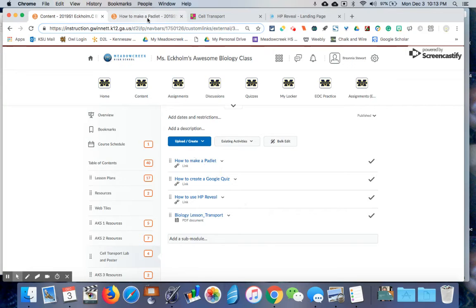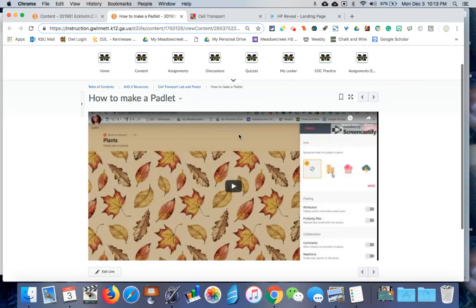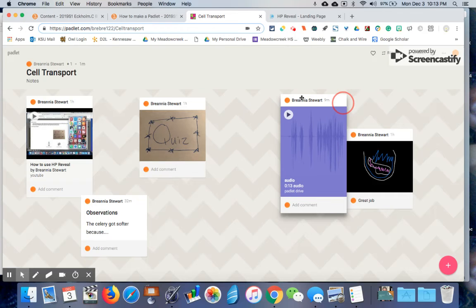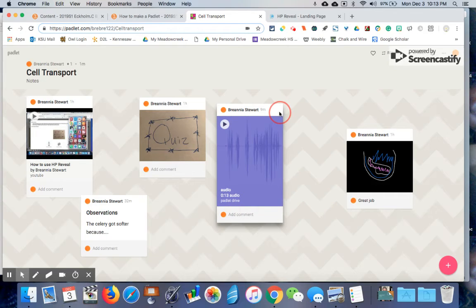This is what one of my sample tutorials looked like. I showed them what a Padlet could look like. We use Padlet a lot in class, so they're very familiar with it, but maybe not necessarily creating their own. I showed them the one where they can move items around. I showed them that they could not only type the information that they gather, but do audio, pictures, videos, drawings, lots of different options.